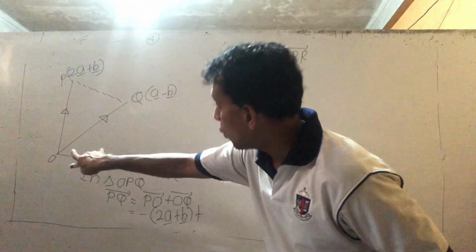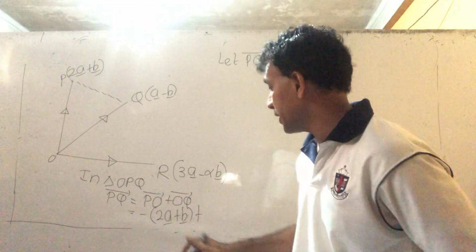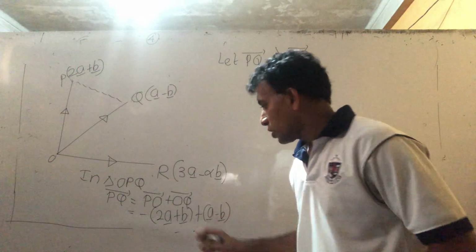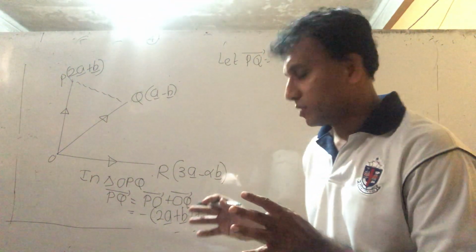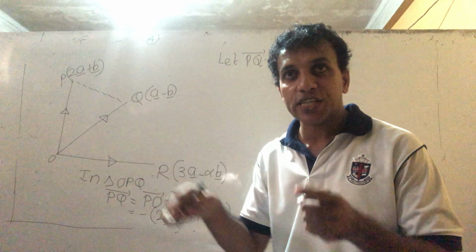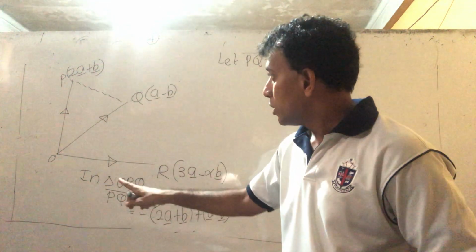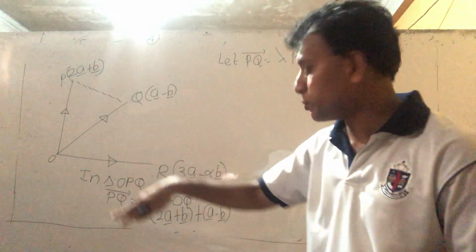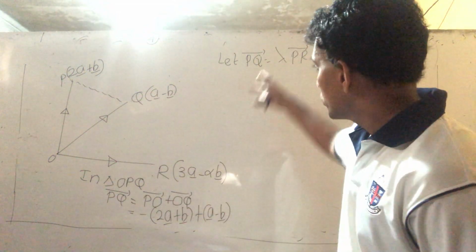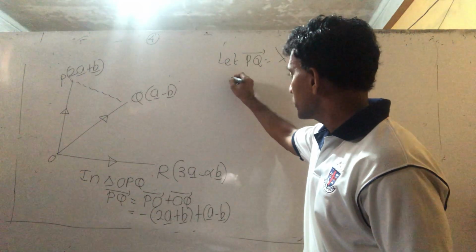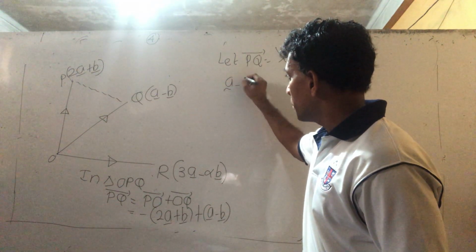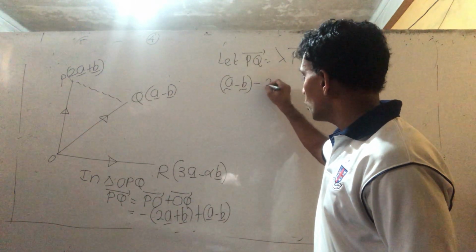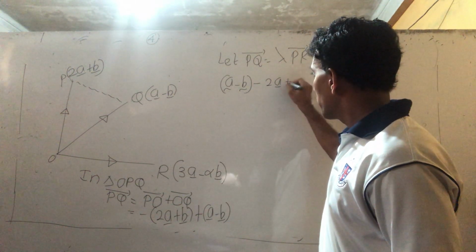Plus, what is OQ? A minus B, right? A minus B. So then we can simplify them. If you learn this unit on position vector additions involving this type, vector PQ is Q minus P. PQ vector means Q minus P. So PQ is A minus B minus 2A plus B.